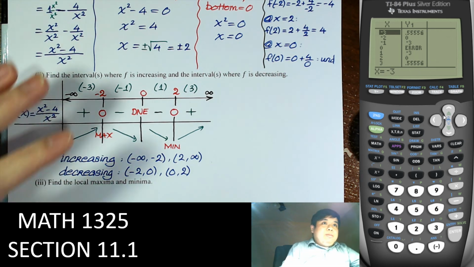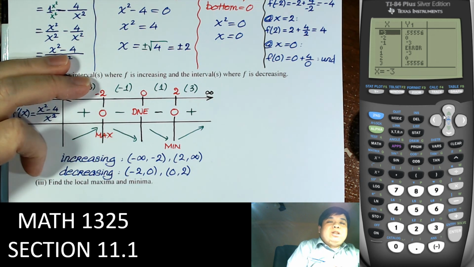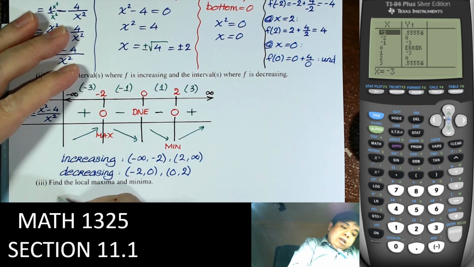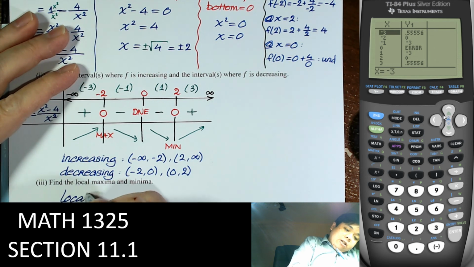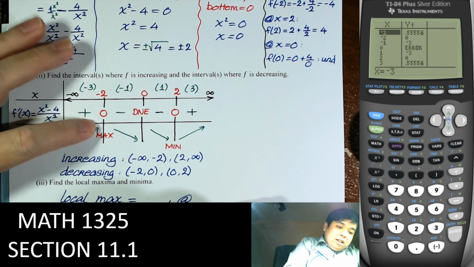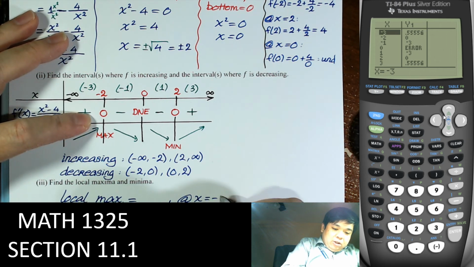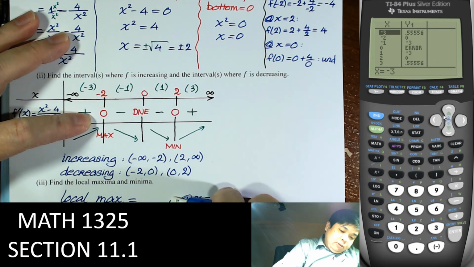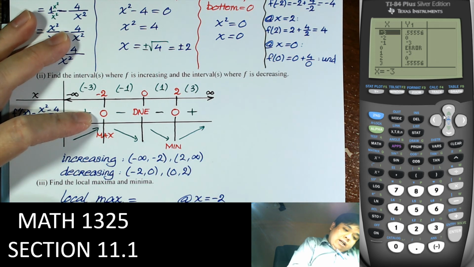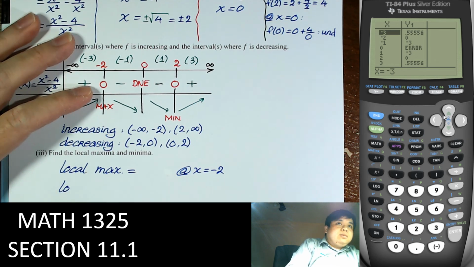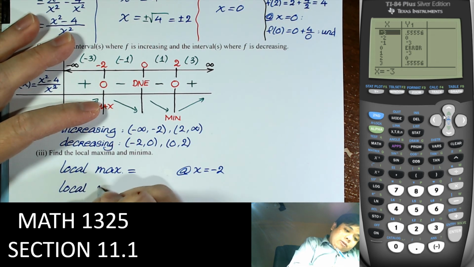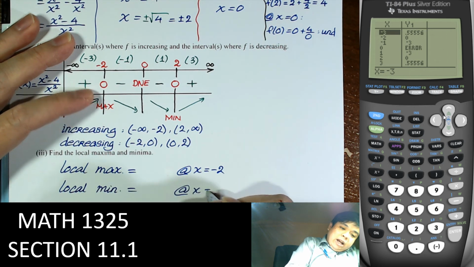Right, we have the sign chart already. Here we can also say the maximum and the minimum. So the local max will happen at x equal to negative 2. And the local min will happen when x equal to 2.